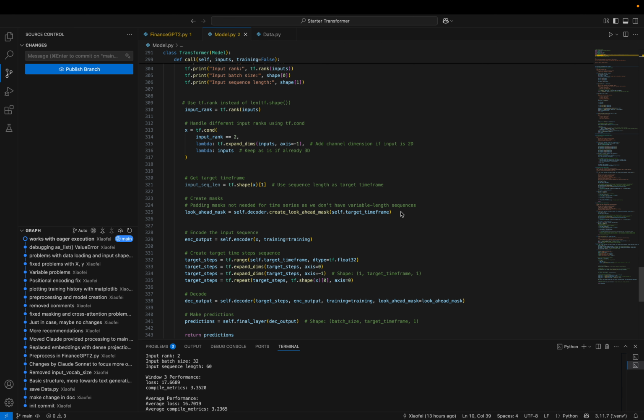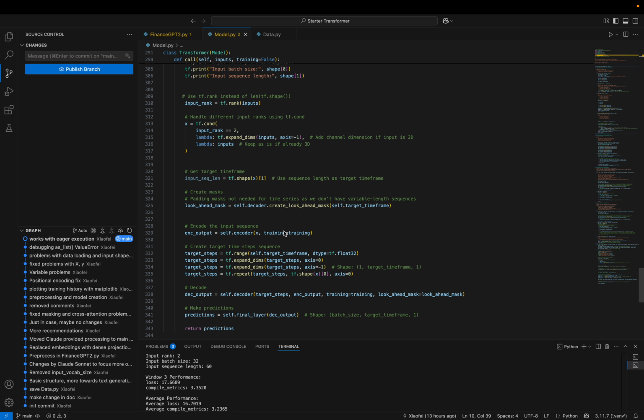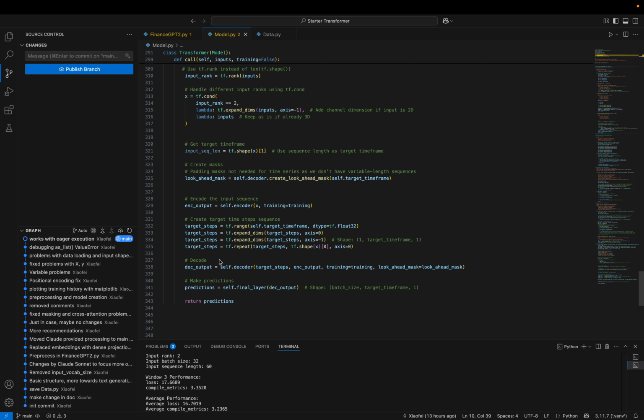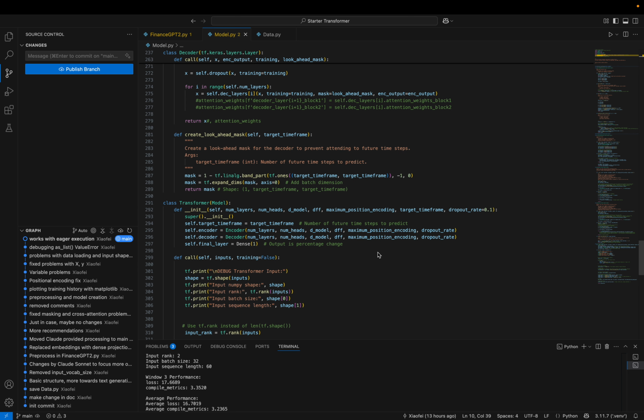This line creates a look ahead mask, which I made as a part of the decoder class. And then here the decoders pass the encoder output and the look ahead mask. So let's take a look at those.